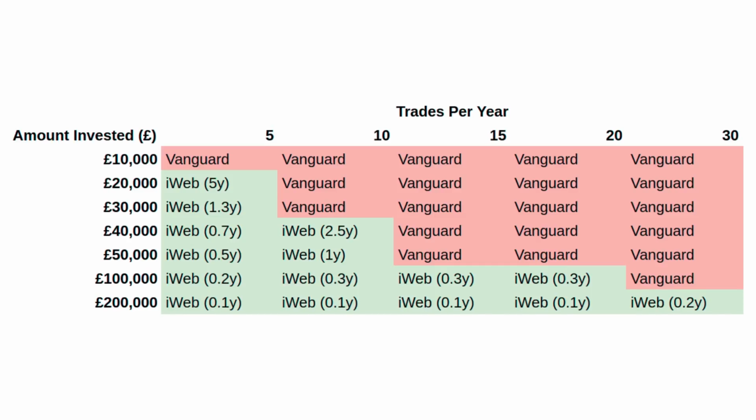And here I've summarized that relationship between trades per year and amount invested, with the red blocks showing where Vanguard is cheaper and the green blocks showing where IWeb is cheaper, and in parentheses I've shown how many years it would take for IWeb to catch up with Vanguard, to become cheaper. So if we have 5 trades per year and 20,000 invested, it would take 5 years for IWeb to catch up with Vanguard. Whereas if you have 20,000 invested and you have 10 trades per year, Vanguard will always be cheaper. So you can see that having large numbers of trades favours Vanguard, and having large invested amounts as we go down the table favours IWeb.